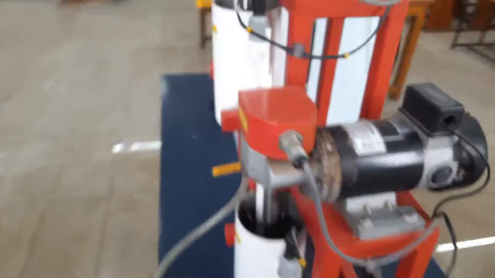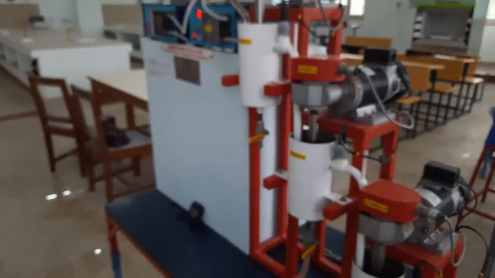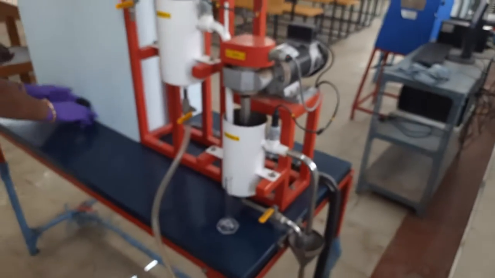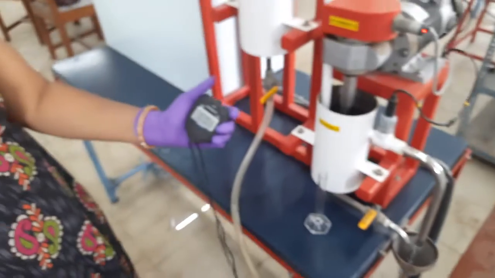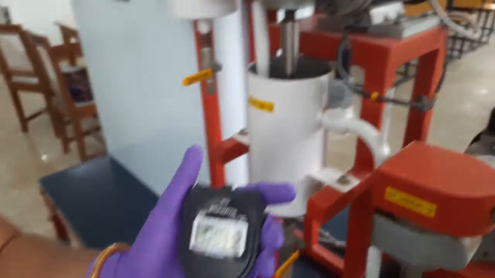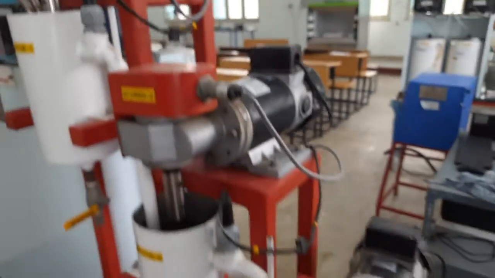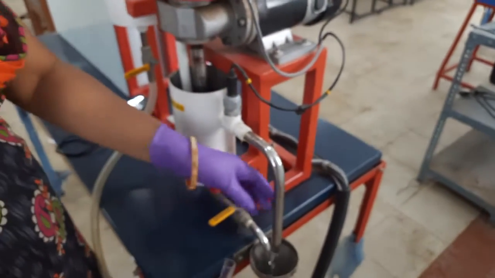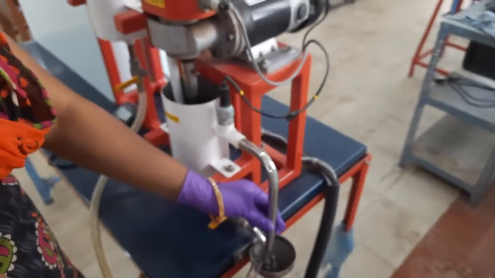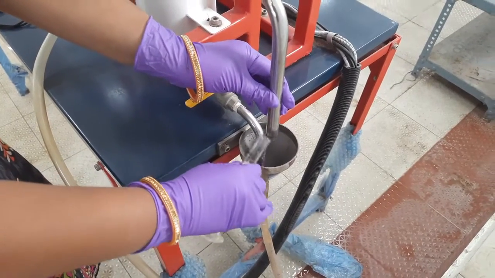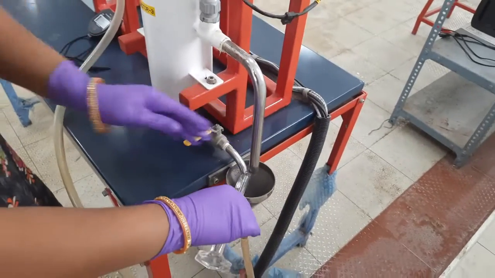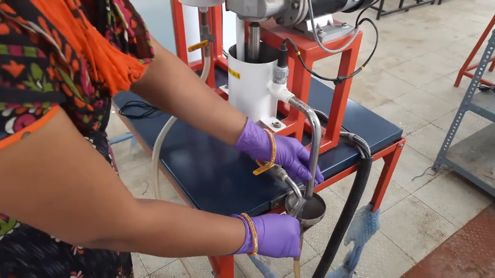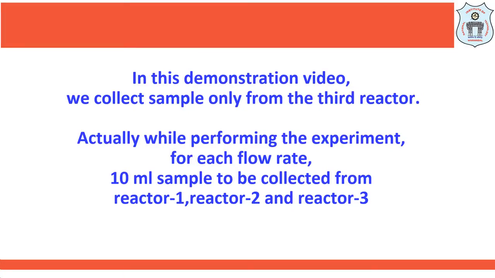of the third reactor. Now we can take the measuring jar. We waited for 5 minutes, so it took exactly 10 minutes at 60 RPM for the product stream to come out. According to your RPM, the time taken will be different. We are collecting the sample: we will collect 10 ml of sample, and then we will titrate it.